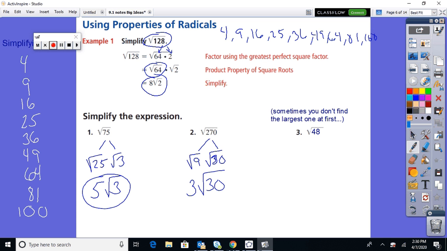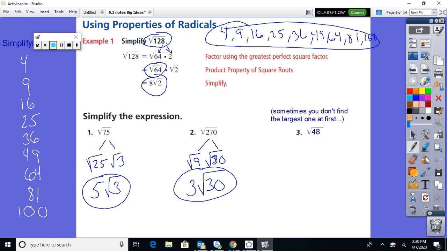Now, the 30, why don't you break 30 down? I can go 6 and 5, 3 and 10. Well, none of those numbers are perfect squares. None of those numbers are from our list. So if none of the numbers are on your list, then you just stop right there, and that's your answer. You can't always break a number down. Not every number has a perfect square hidden inside of it.